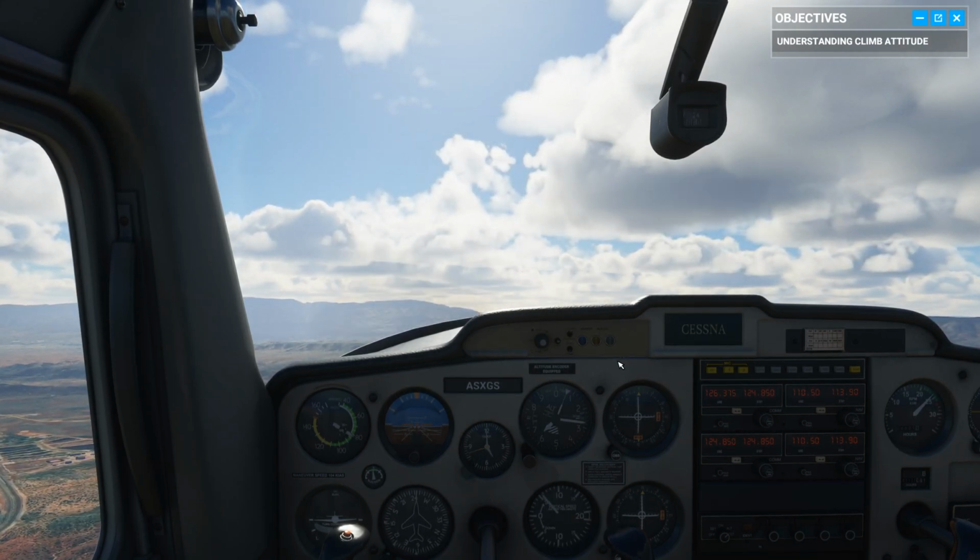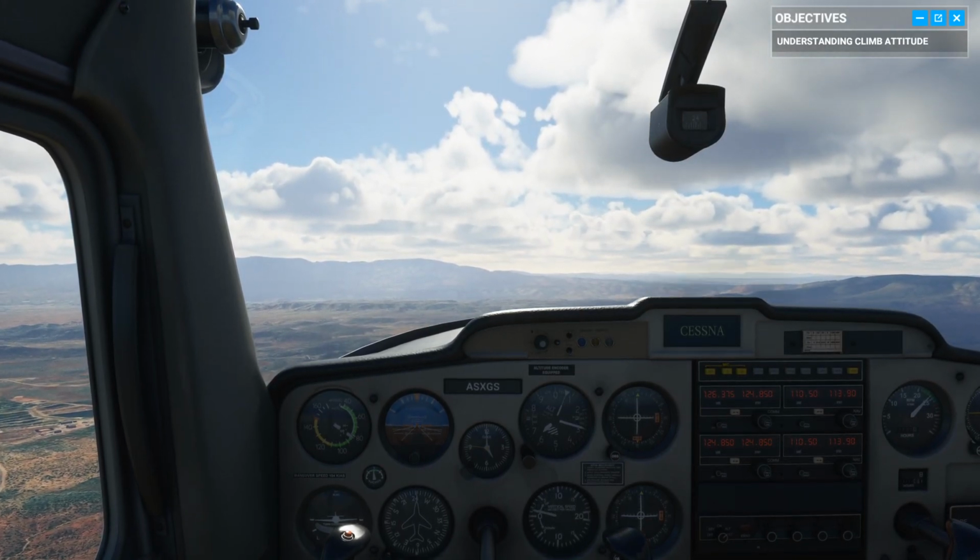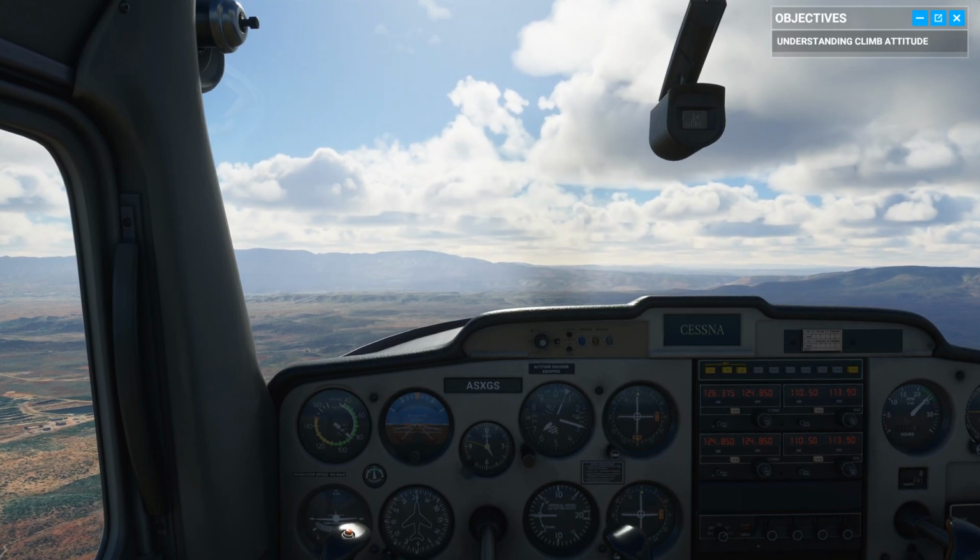Ease up on the yoke and aim your nose just below the horizon. Then throttle back down to 2300 RPMs.